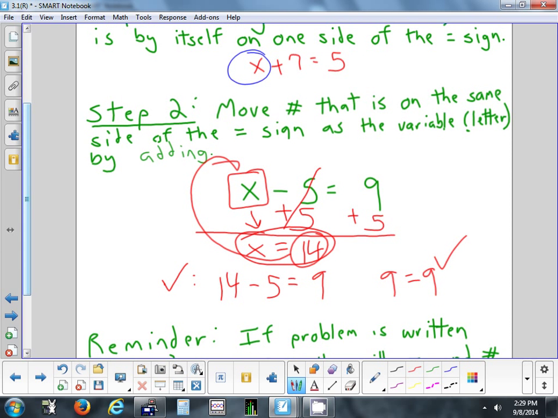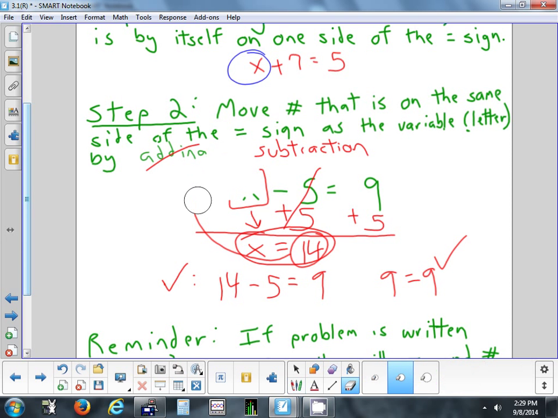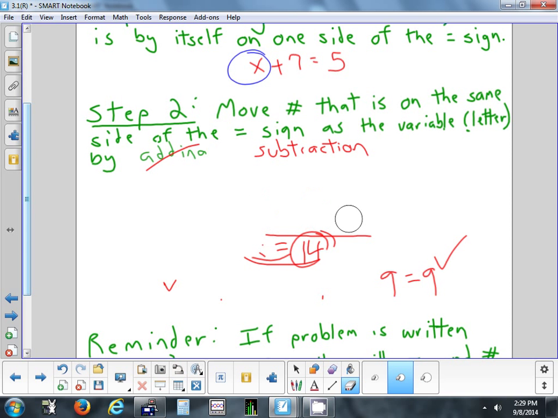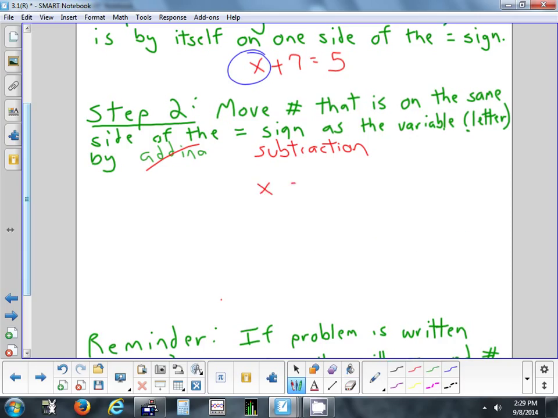Same rules for step 2, all right? Move the number that is on the same side of the equal sign as the variable. But instead of by adding, we're going to do what? What's the opposite operation in this case? Subtraction. So, we got x plus 7 equals 5.